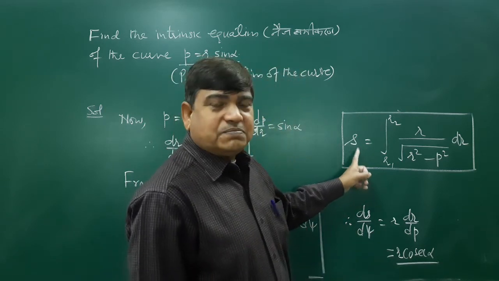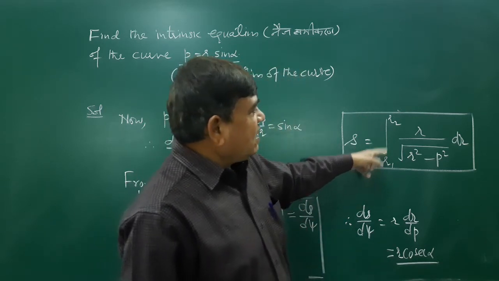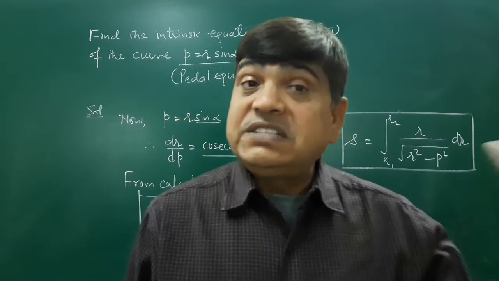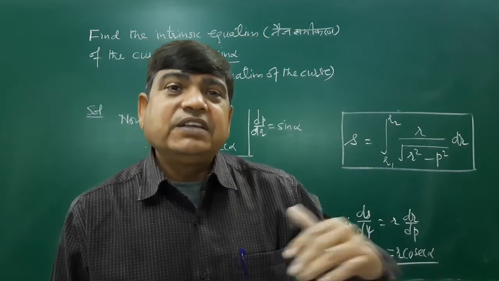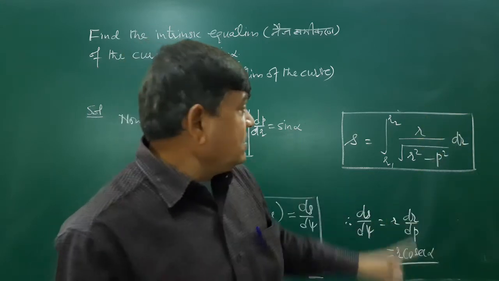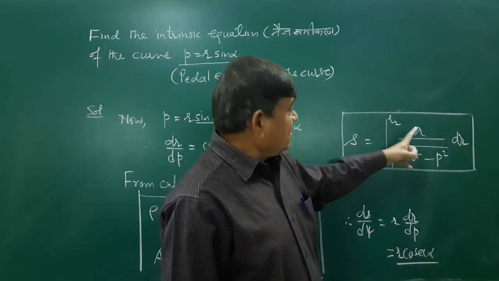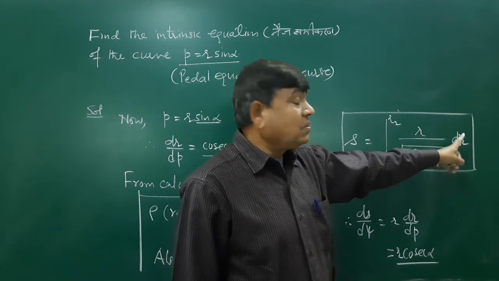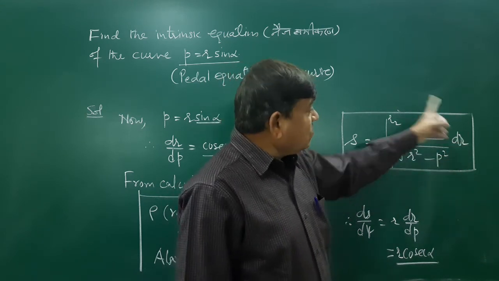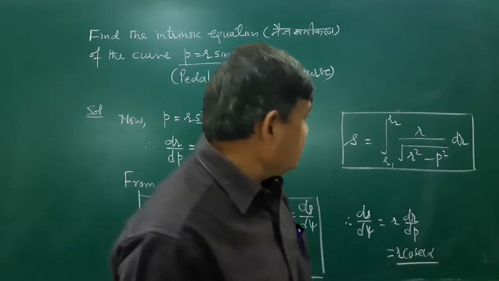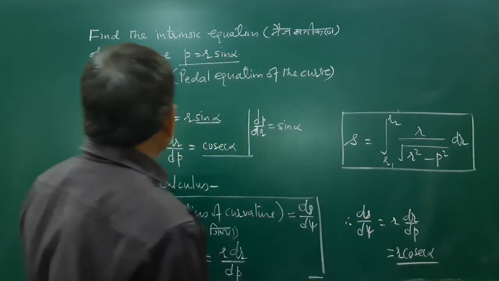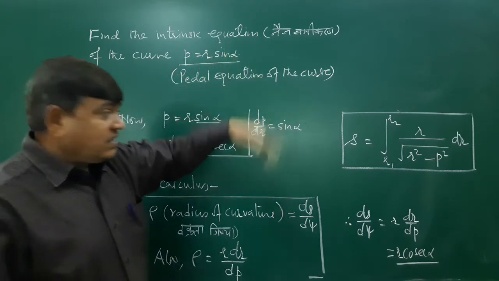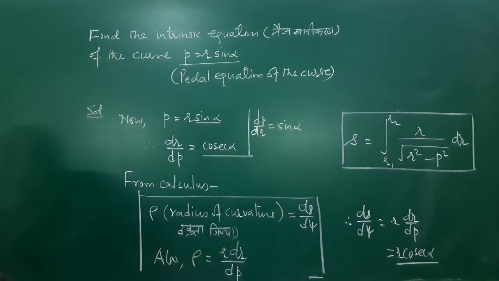Now we will use s equals the integral from r1 to r2, because the length of the arc is measured from the given point, and here we consider the point from 0 to r. So the limit will be 0 to r of r upon under root r square minus p square dr, with respect to r. So the whole answer will be in terms of r. Here we can write p as r sin alpha. So let us complete.